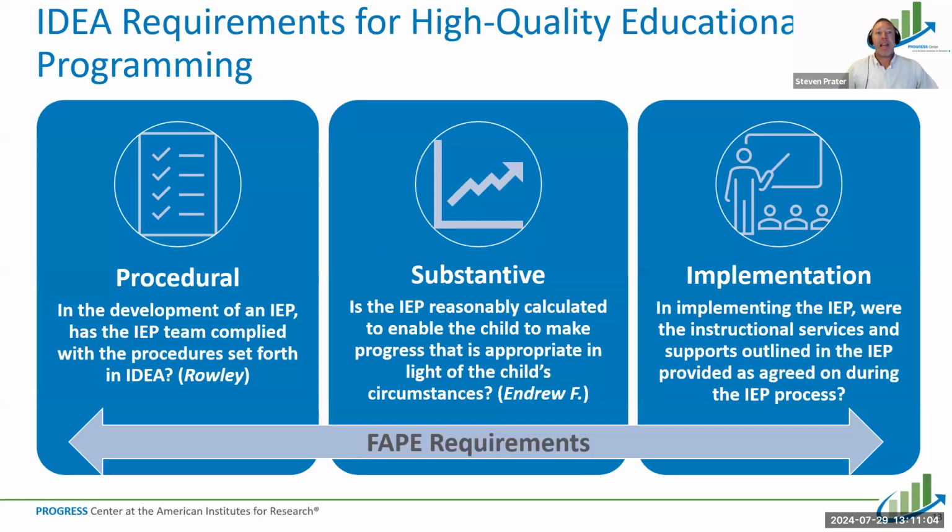So the IDEA points out three things for sure that you need for a free, appropriate public education, FAPE. Those are procedural requirements, substantive requirements, and implementation requirements. We're going to get into more of those here in a minute, but generally you can see what they mean here on the screen. Those procedural steps are those things that are required by law, that IEPs all have to have these certain parts, right? So that's procedural. Do you have all the things that are required in the IEP?